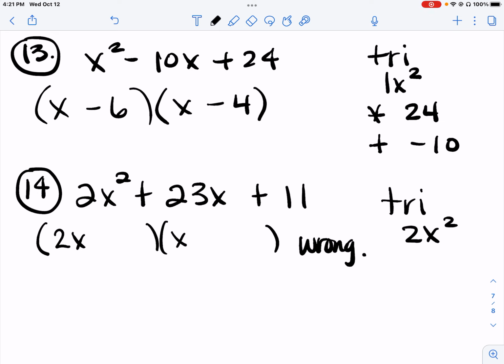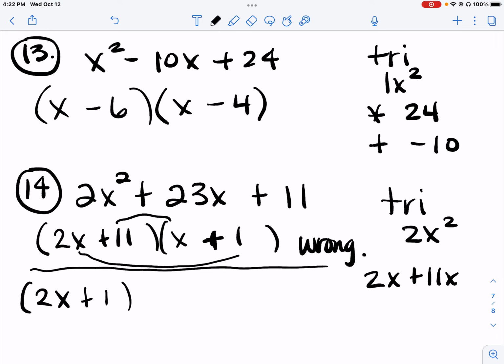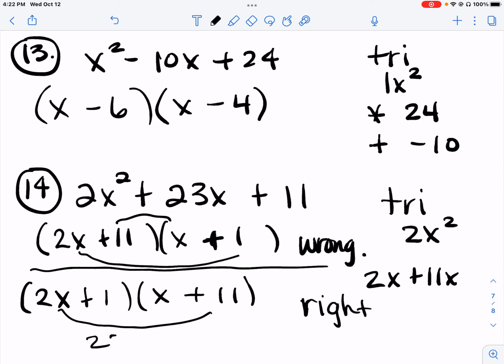If I look at the 11 now, that's got to be 11 times 1. But this is wrong because the O and the I aren't right. 2x times 1 is 2x. 11 times x is 11x. And that's 13, not 23. So what you have to do is reverse the 11 and 1 and see if that works. Okay, this is going to be right. Let's see why. The 2x times 11 is 22x. 1 times x is 1x. That gives me the 23.